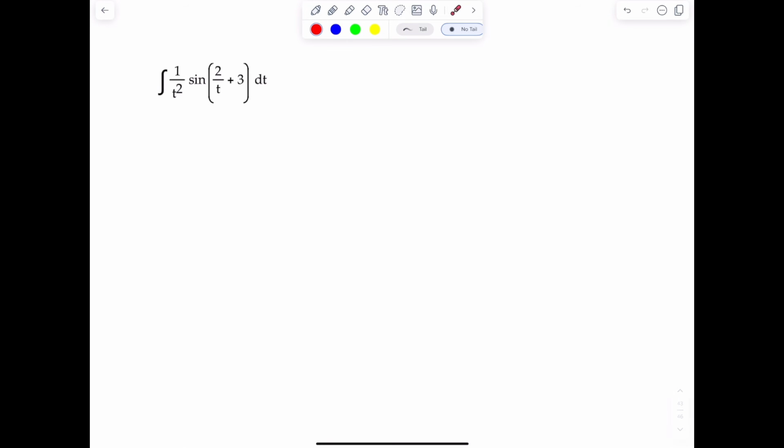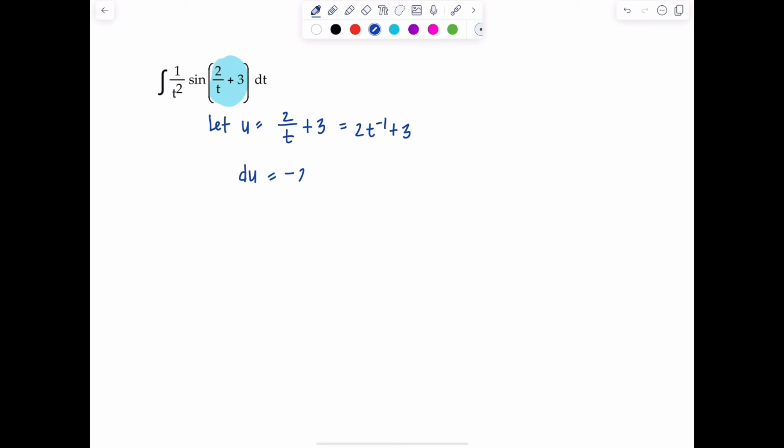Here we have 1/t² times sine of (2/t plus 3). Now, even if it's not obvious to you right away what to let u be, when you see a composition, when you see a bunch of stuff in parentheses, good chance that's what you should let u be. So let's see. Let u be 2/t plus 3, which is 2t to the negative first plus 3, right? So let me find du. Take the derivative of 2t to the negative first. It's going to be negative 2t to the negative second. Derivative of 3 is 0, and then I have dt.